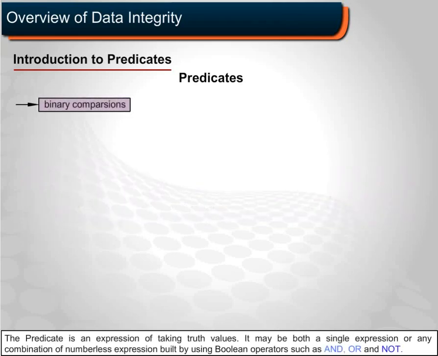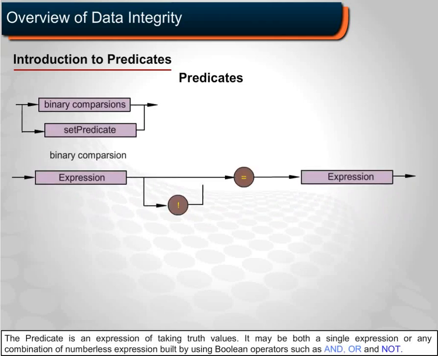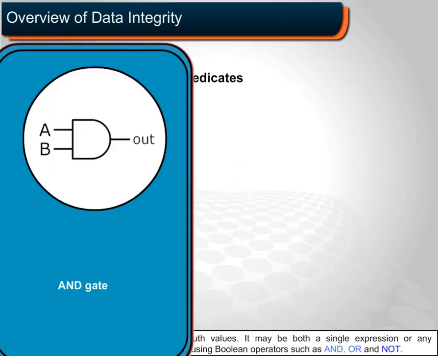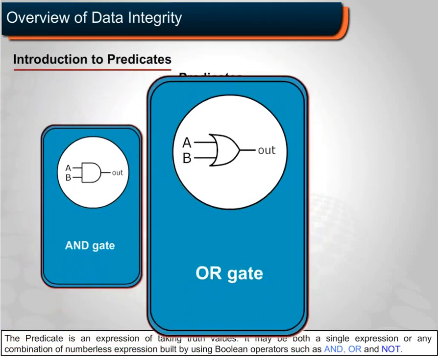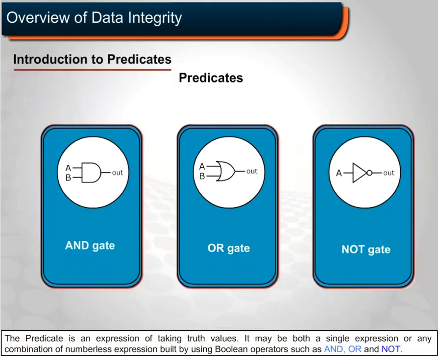The predicate is an expression taking truth values. It may be a single expression or any combination of numerous expressions built by using Boolean operators such as AND gate, OR gate, and NOT gate.